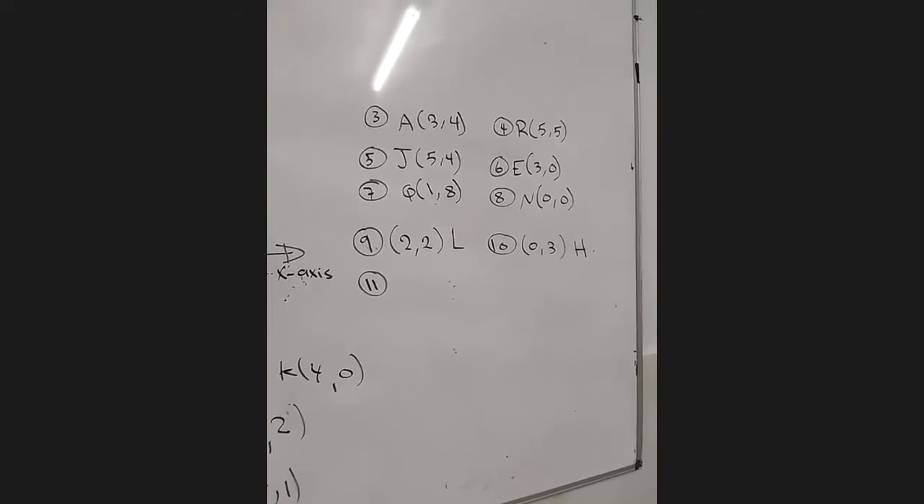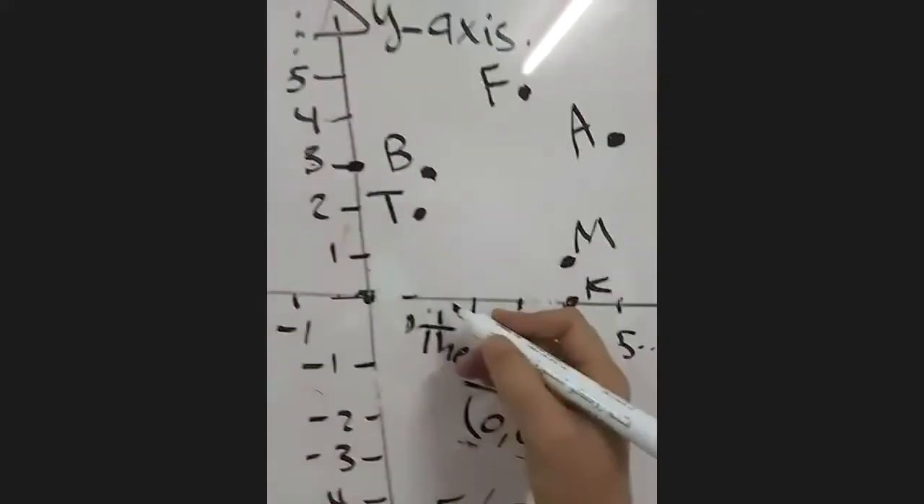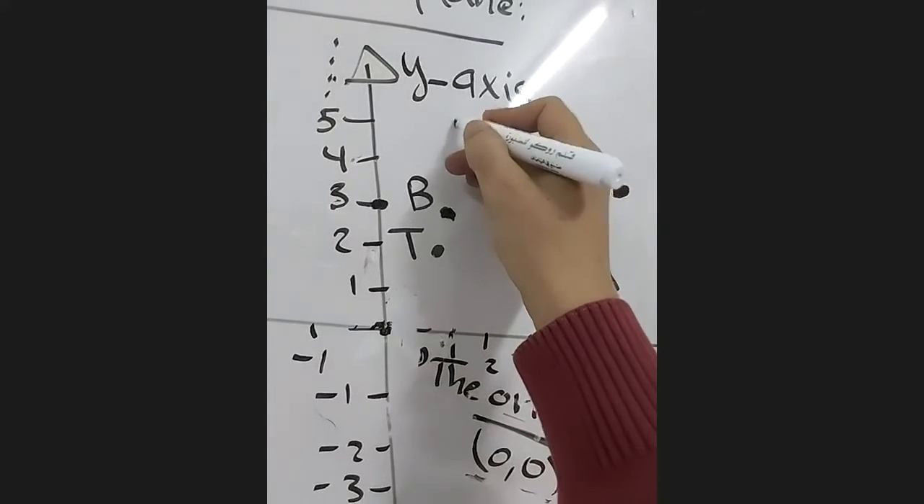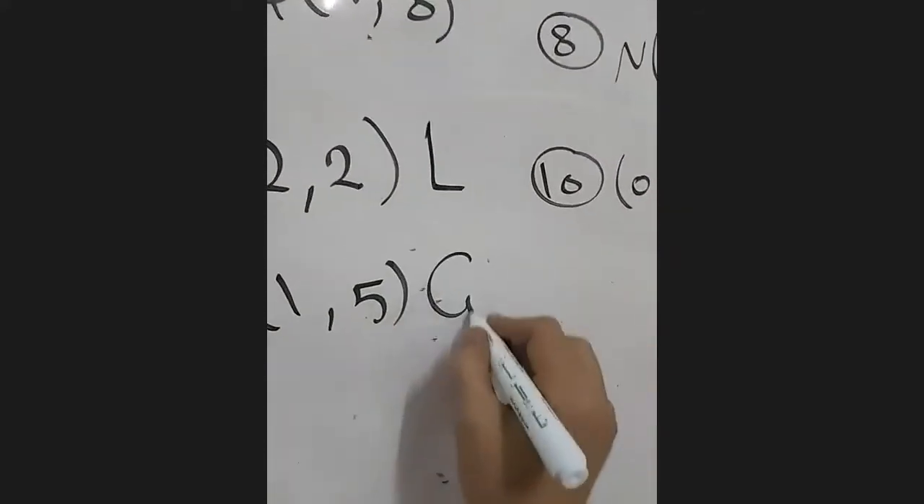Question 11. Who can help me? Muhammad Ahmad Salam. Yes, Mr. Question 11 is 1, 5. Go from 1 to 5. What do you have? G. It is 1 and 5. How do we do it, guys? We go from 1 here on the x-axis, go up until we have 5. At 5, you have the letter G. So the point is G.